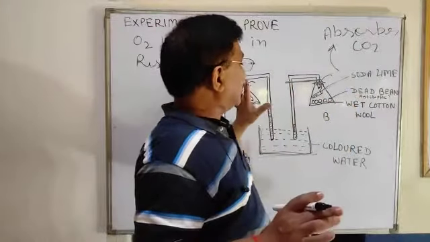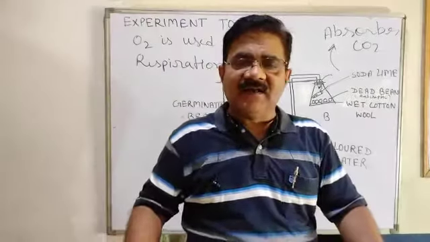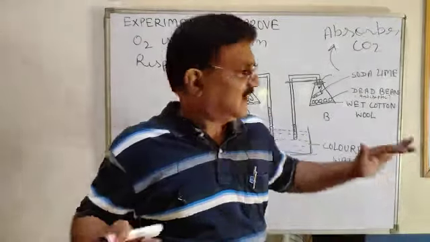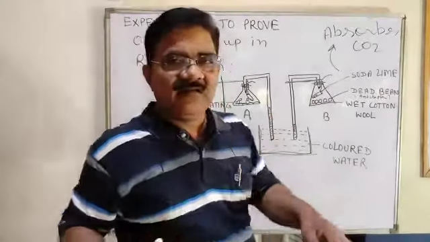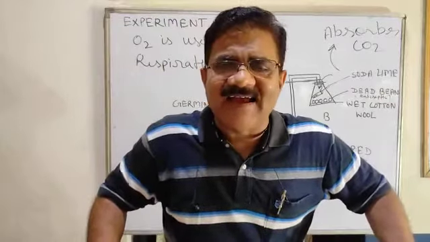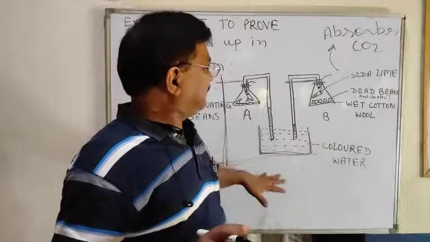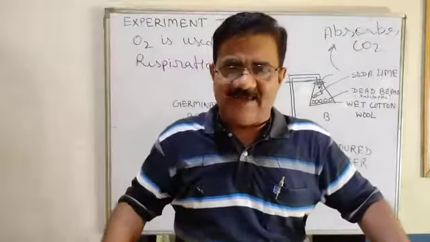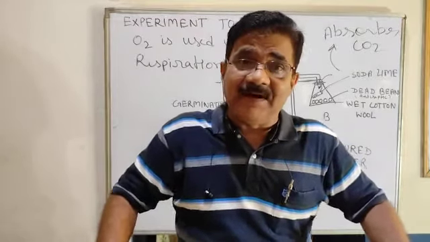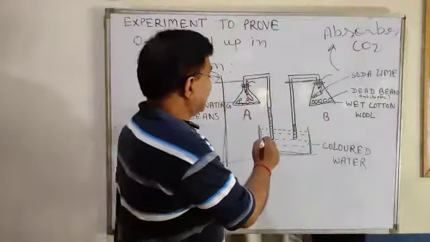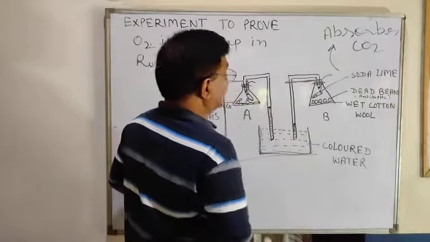In both, soda lime is there and colored water is taken in a beaker. Now a question arises, why is colored water taken? Colored water is clearly visible from outside the glass tube. So we have taken colored water. Leave this apparatus for some time and try to find after some time what happened. Well, you can see the final level, the level of water in both the tubes.